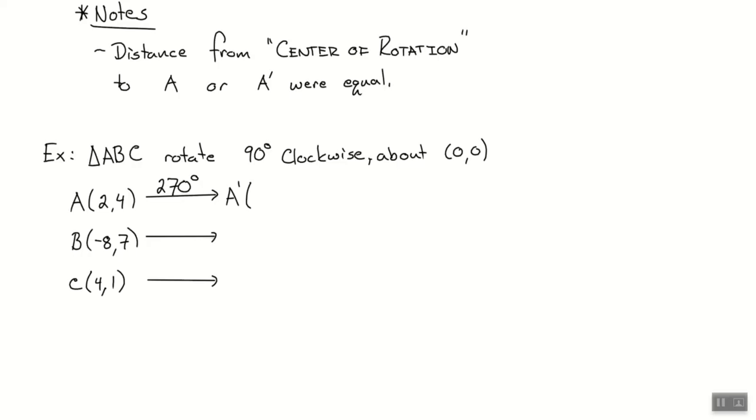Hook it up. I think that this becomes what? 4, negative 2? And this becomes B prime. I bet it's going to be 7, 8. And C prime will be 1, negative 4.